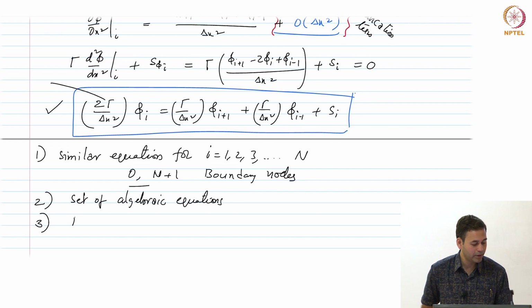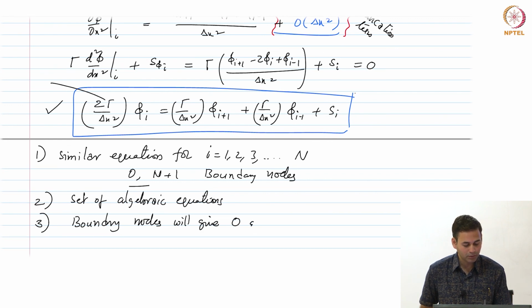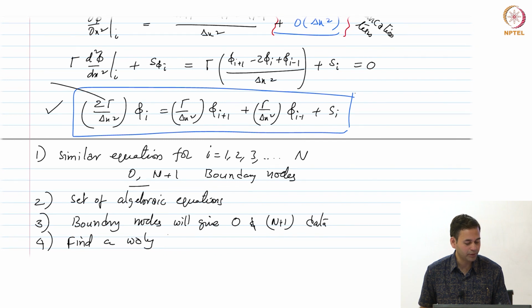Now, the boundary nodes will give the information about the boundaries. Nodes 0 and n plus 1 will be given through the boundaries. Of course, we need to find a way to solve all these equations.